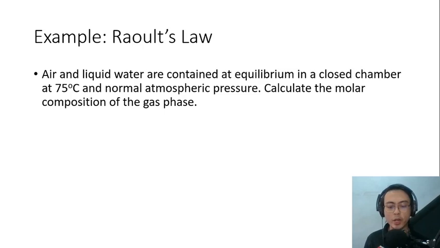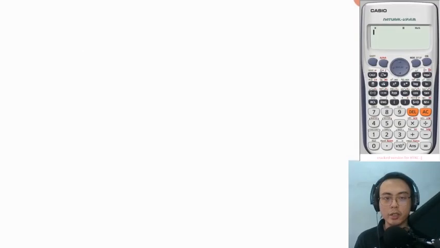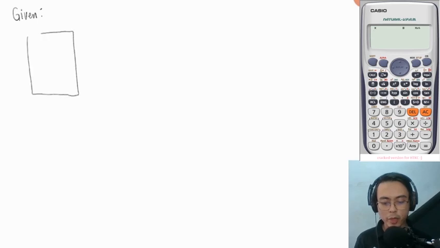Okay, let's do an example so that you can absorb the equations and the concepts. Air and liquid water are contained at equilibrium in a closed chamber at 75 degrees Celsius and normal atmospheric pressure. Calculate the molar composition of the gas phase. So let me draw the given. We are given a closed container with water in it, liquid water.